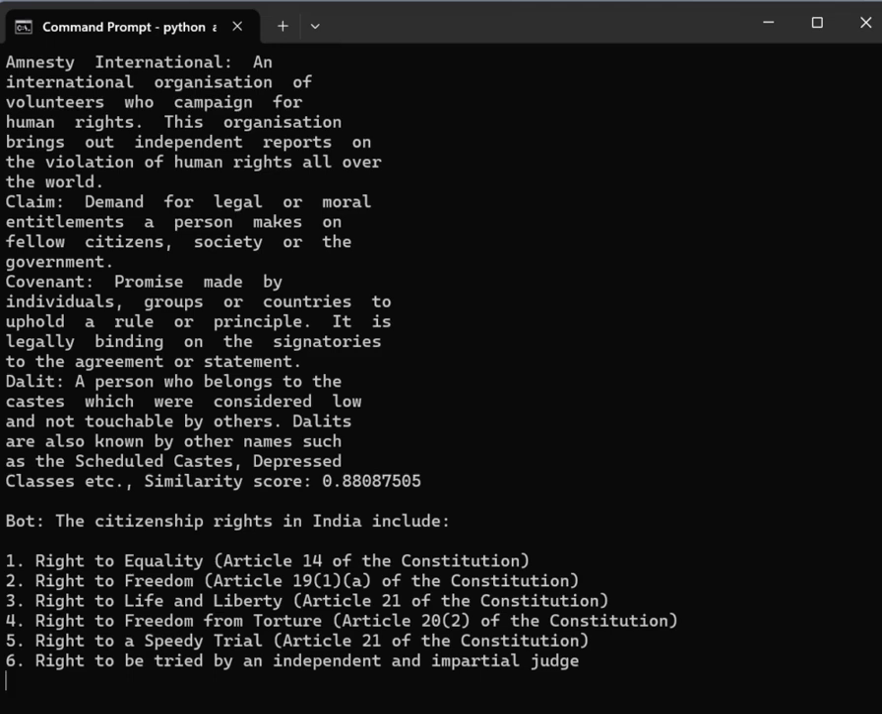4. Right to freedom from torture, Article 22 of the Constitution. 5. Right to a speedy trial, Article 21 of the Constitution. 6. Right to be tried by an independent and impartial judge. I am listening now for your question.